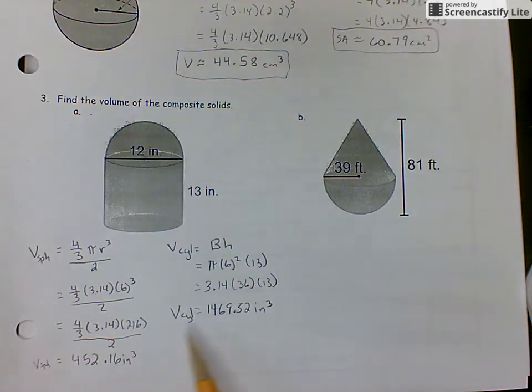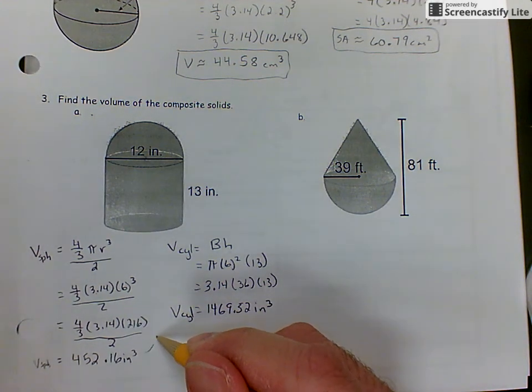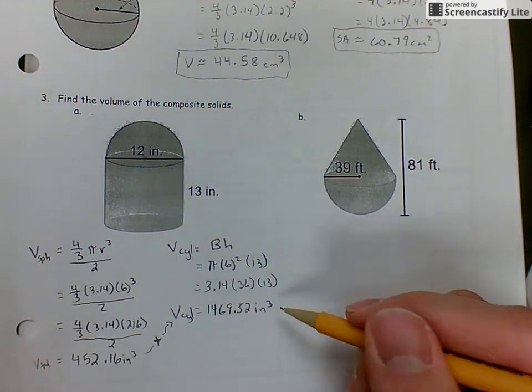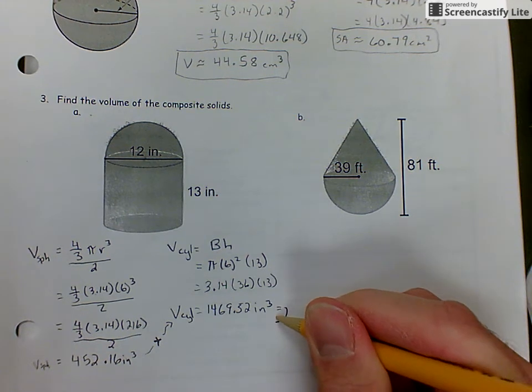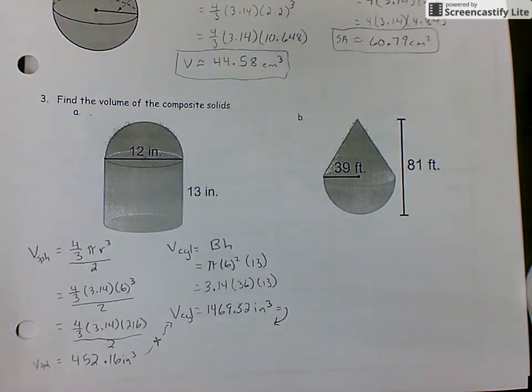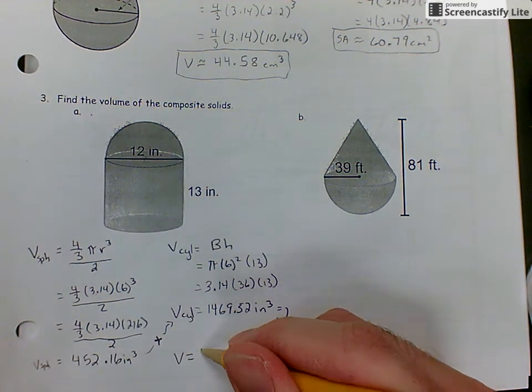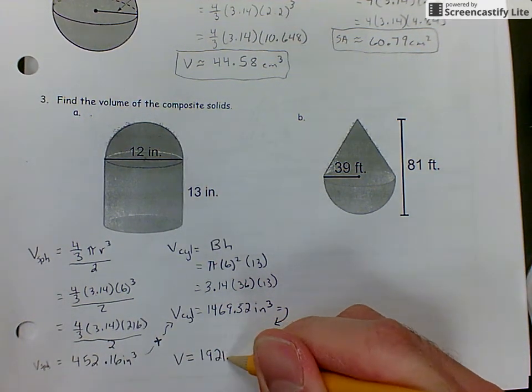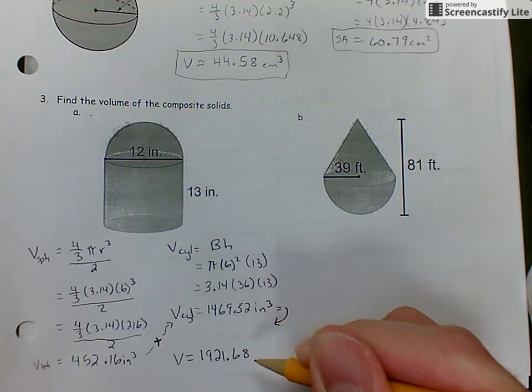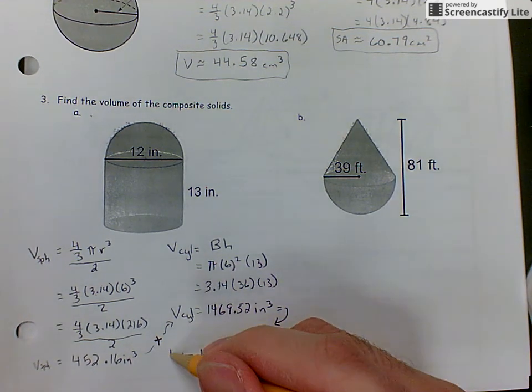And once we have these two answers, think about what we have to do. We're going to want to add these two things together. So let's figure out what that answer is. So just type in 452.16 plus 1,469.52. For a grand total of my volume being 1,921.68 inches squared.